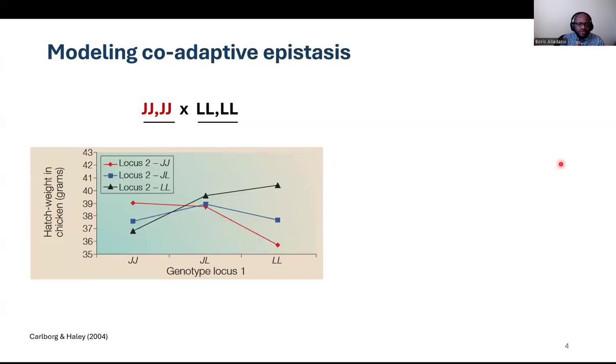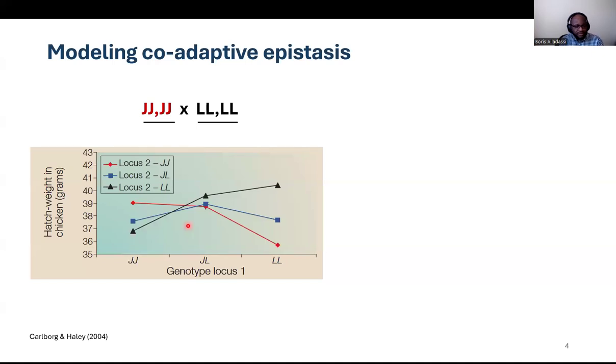Here, we are going to focus on a particular case of non-additive genetic variants, which is co-adaptive epistasis. It was proposed by Carlborg et al. in 2004, whereby if we cross two lines, one with the genotype JJ, and the other one with the genotype LL, we can derive a bunch of progeny with the phenotype summarized on this graph.